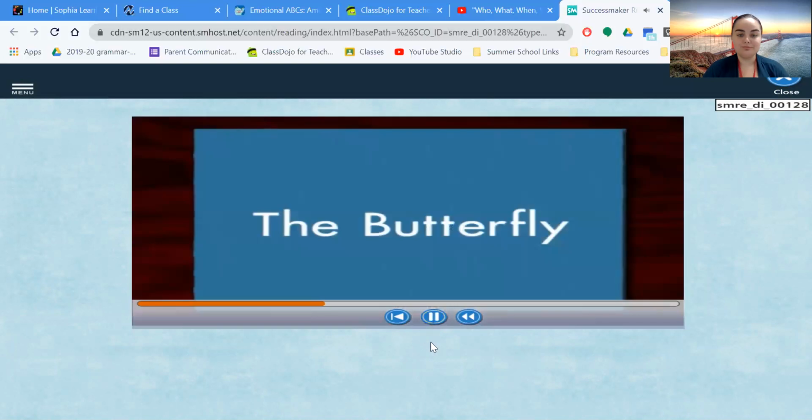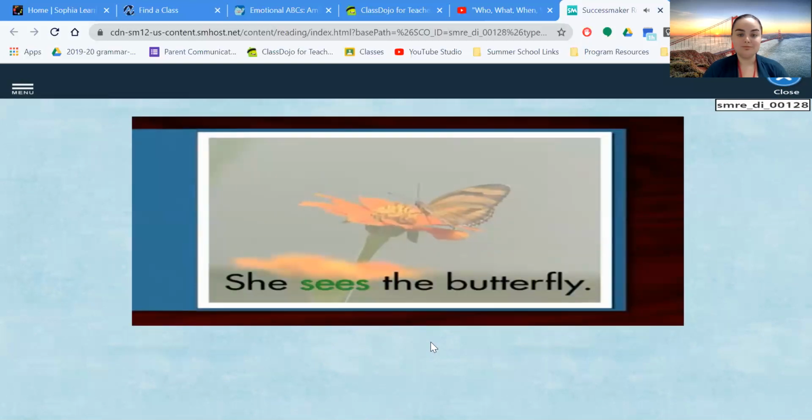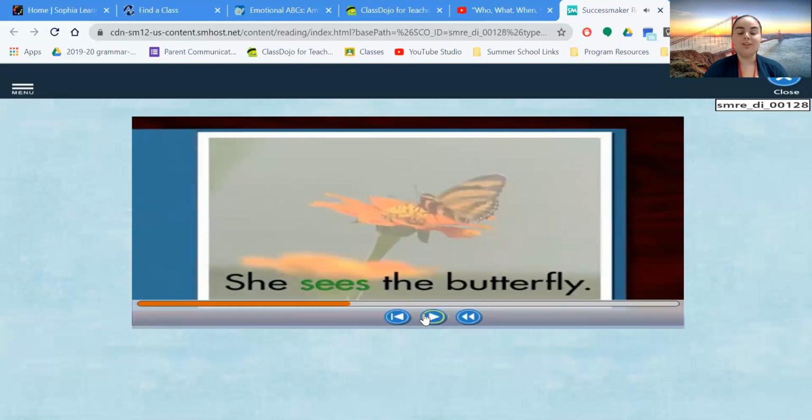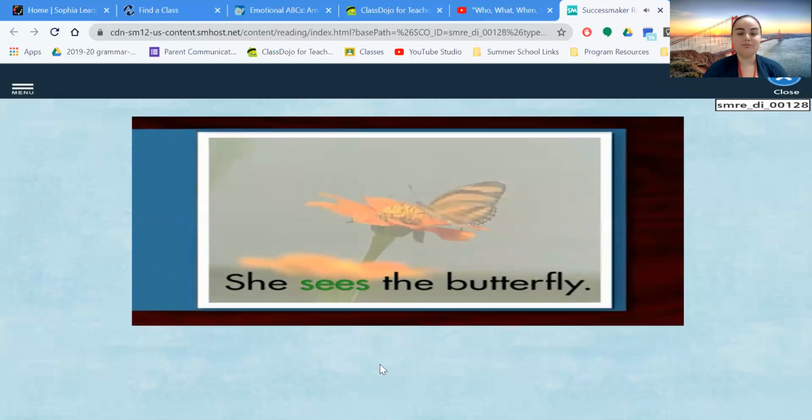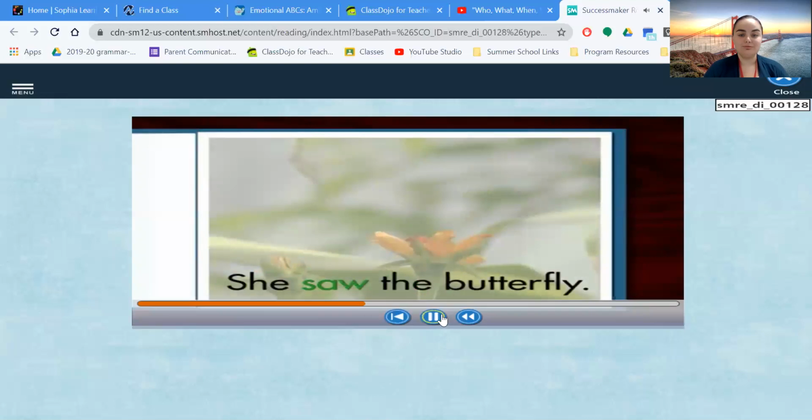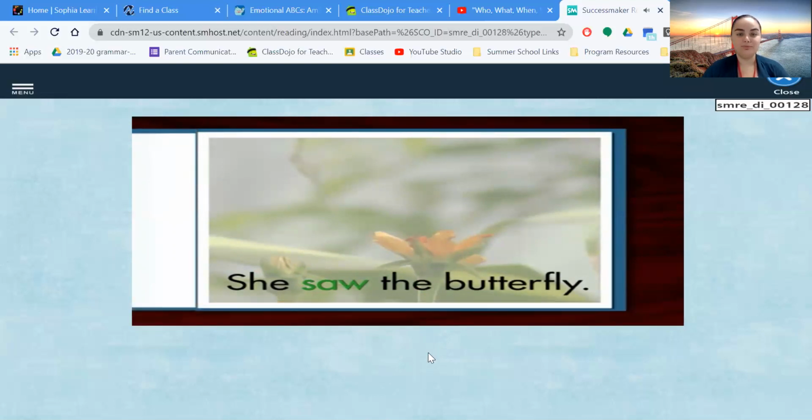Verb tense will also help you find the correct order. She sees the butterfly. You know that it's happening currently because sees is a present tense verb. It's happening now. She saw the butterfly. Same thing. Saw is now talking about, okay, it's already happened. It's a past tense verb. You know it happened in the past.